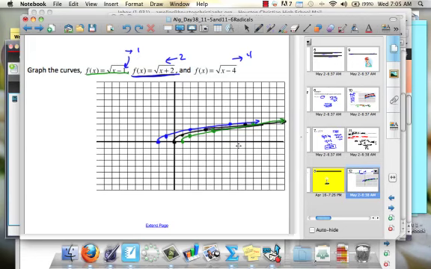Okay, and then the last one, if I can get a good color, here we go. I'm going to shift it to the right 4. So here's my parent function, 1, 2, 3, 4. So there's my first point, over 1 up 1, over 4 up 2, 5, 6, 7, 8, 9 up 3.